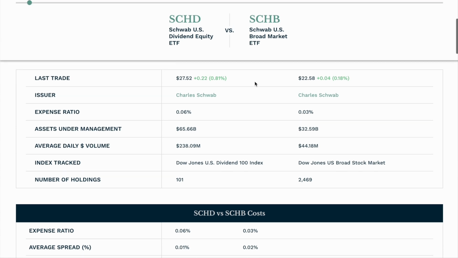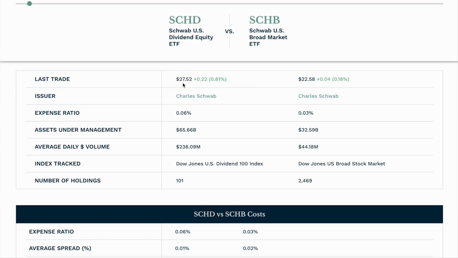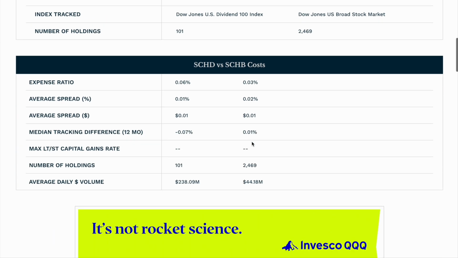As you can see, price range right here, SCHD trades around $27.52 versus SCHB trades at $22.58, both owned by Charles Schwab. Expense ratio is very similar, 0.06 versus 0.03. Assets under management, SCHD is more popular at $65 billion and SCHB is $33 billion. Now let's get into it. Let's go over some of the major differences.